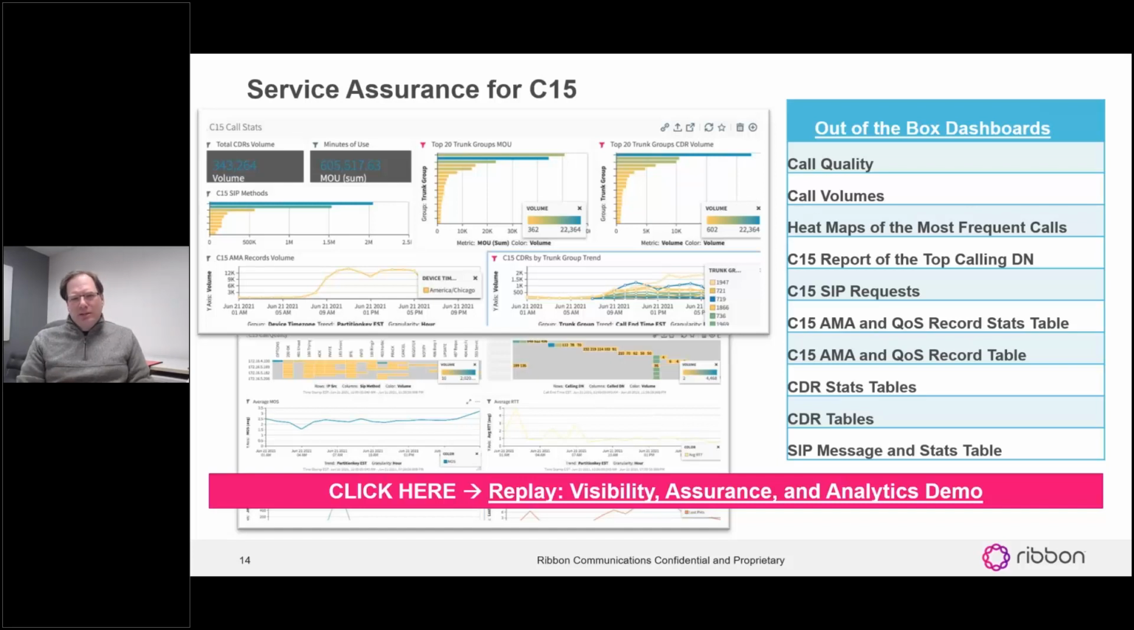Here are some of the out-of-the-box dashboards that you can see, and in this package, you can download the information here. There is a demo of C15 dashboards and analysis done with the analytics system that is available in the link below. Again, that was based upon a November 30th, I believe, webinar that we had done with C15 and fixed network service assurance. Okay, next slide, Lee.